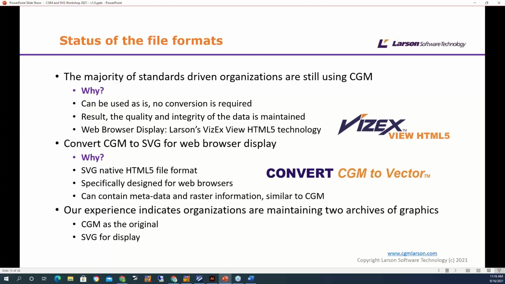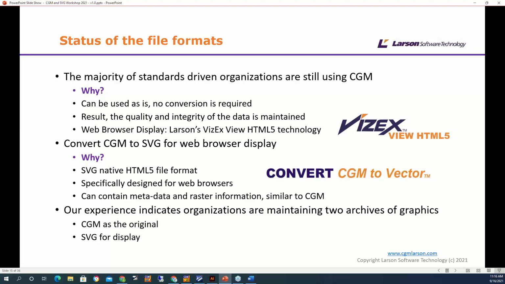So CGM, to begin with, is still being used by, certainly, aerospace and defense, by S1000D groups and the ATA. And it can be used as is. So it can be used for editing, creation, and also display as it is. So it doesn't need to actually change.